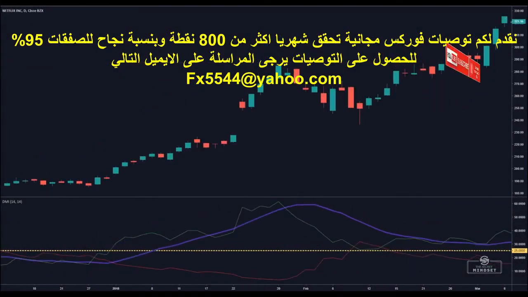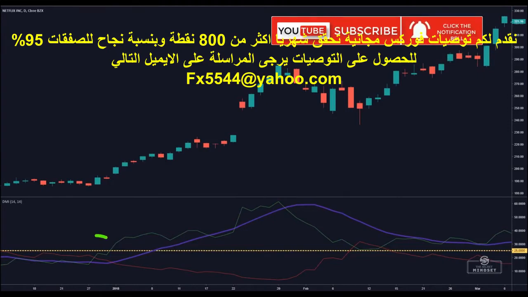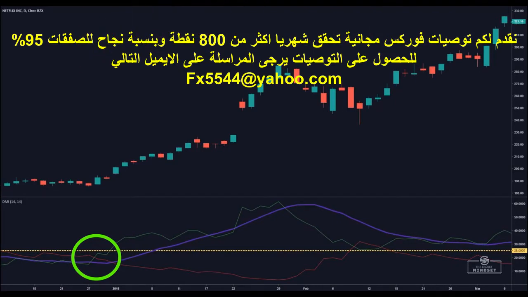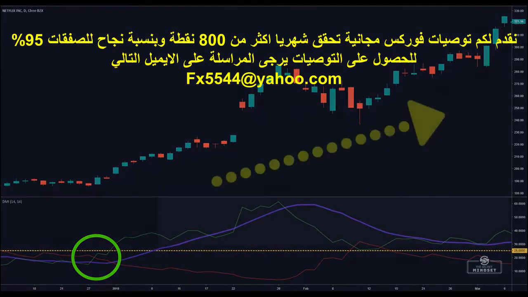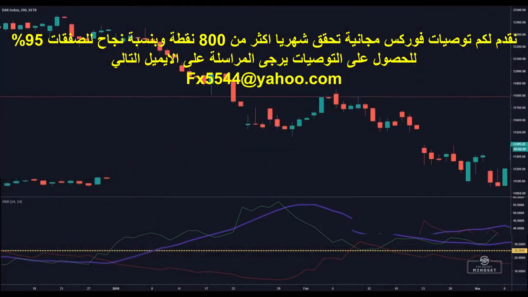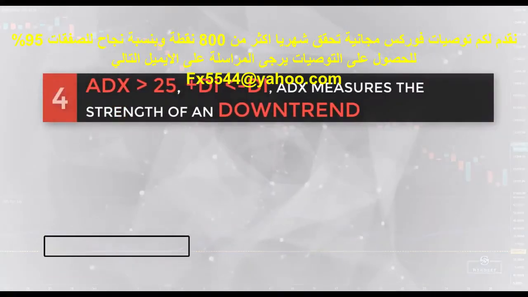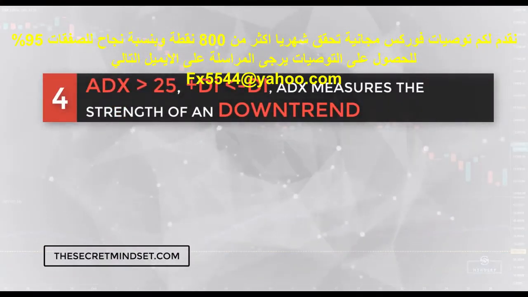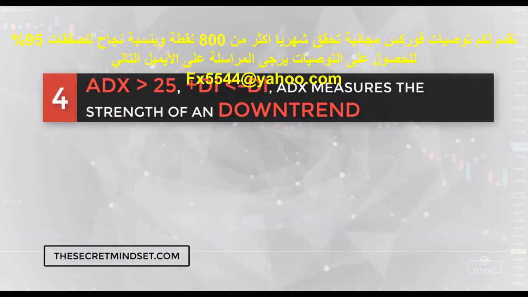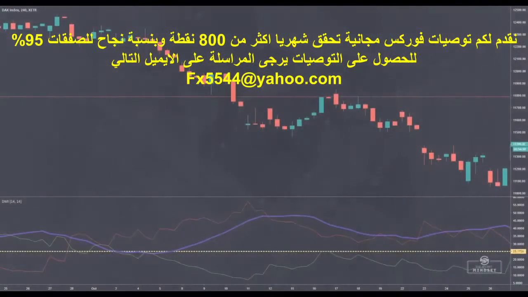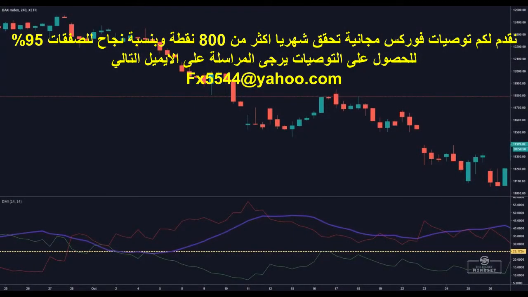The same example on the Netflix daily chart. The positive directional movement indicator above the negative directional movement indicator and the ADX above the 25 level signals a strong upward trend. When ADX is above 25 and the positive directional movement indicator is below the negative directional movement indicator, the ADX measures the strength of a downtrend.